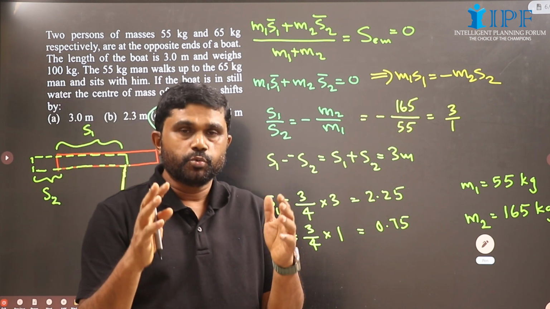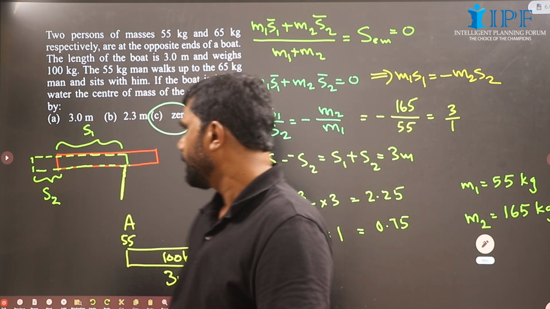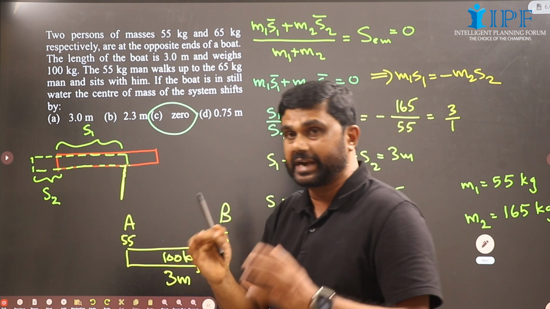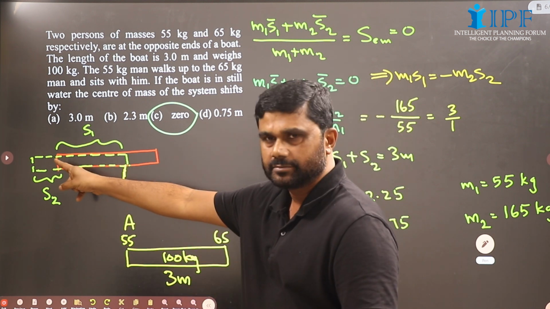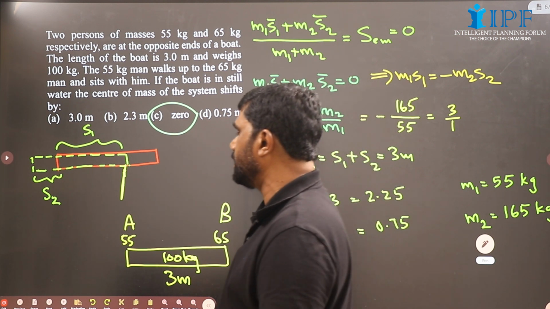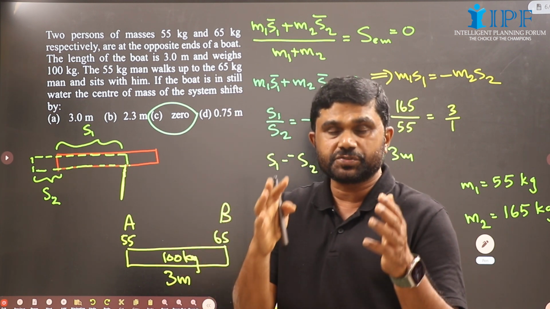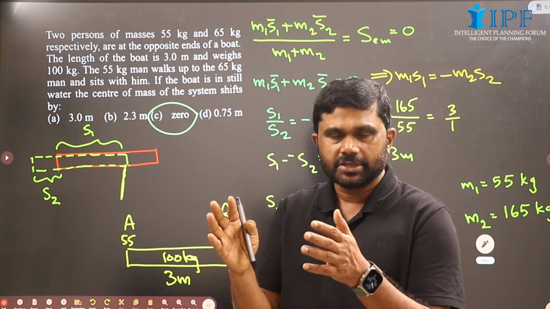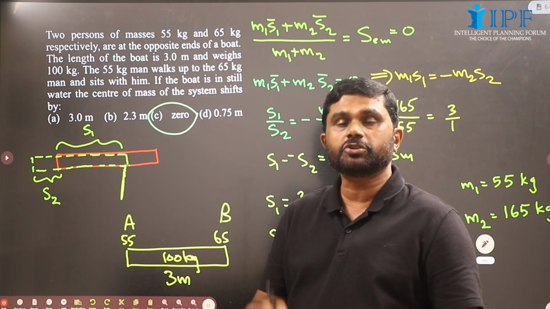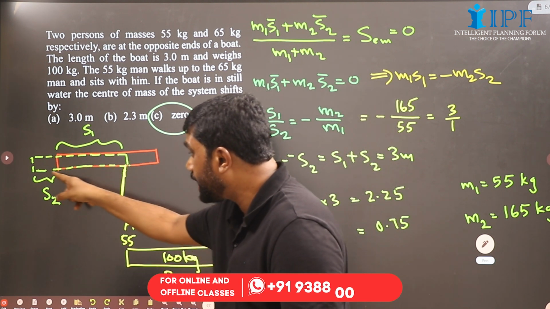See, the man moves from one end of the boat to the other end. Initially the initial position of the boat is shown in red. As the man moves from one end of the boat to the other end, during this time the boat itself moves backwards. So the final position of the boat is shown by this broken line.